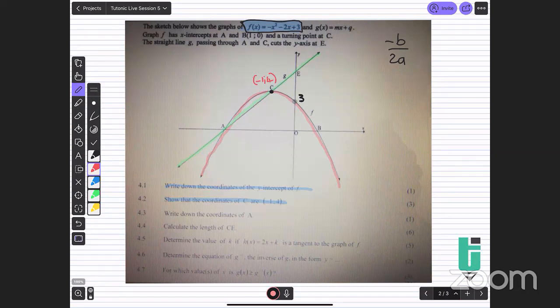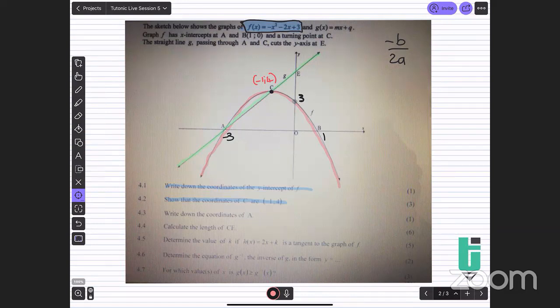Then the third question, the coordinates of A. You would have worked out A already, right? It's just the x-intercept, so you make y 0. What did you get? Negative 3 and 0. The coordinate of A is negative 3 and 0. Yeah. So you just put y equals 0 and you solve the quadratic equation, which I'm sure by now you have done so many of those.